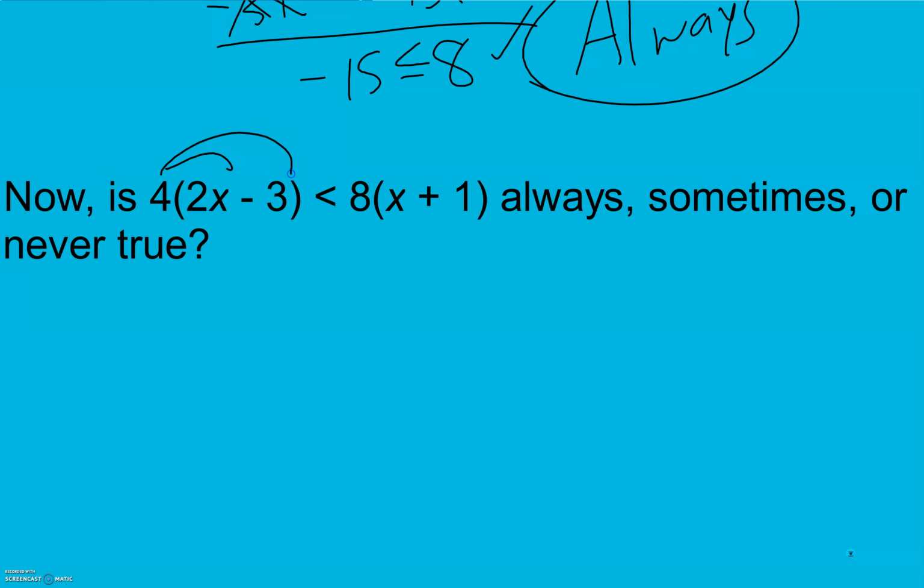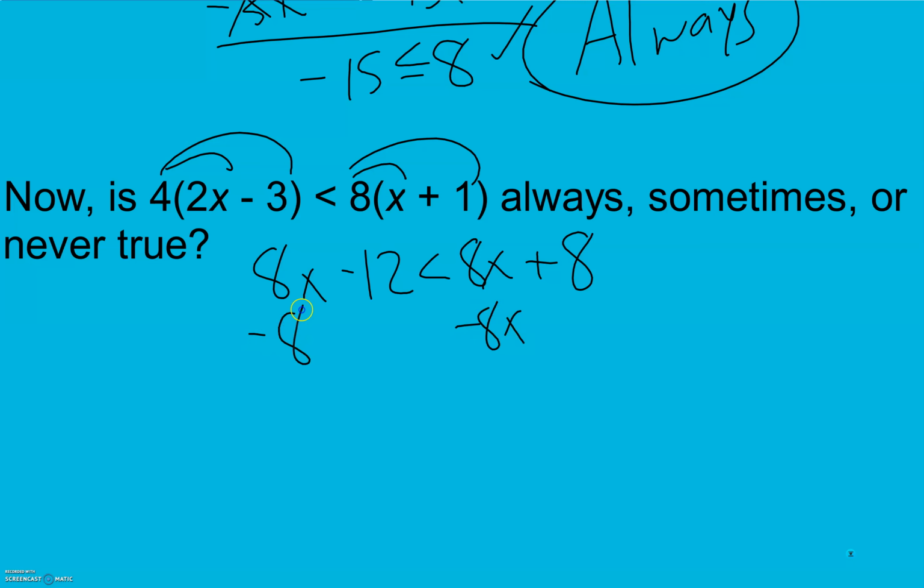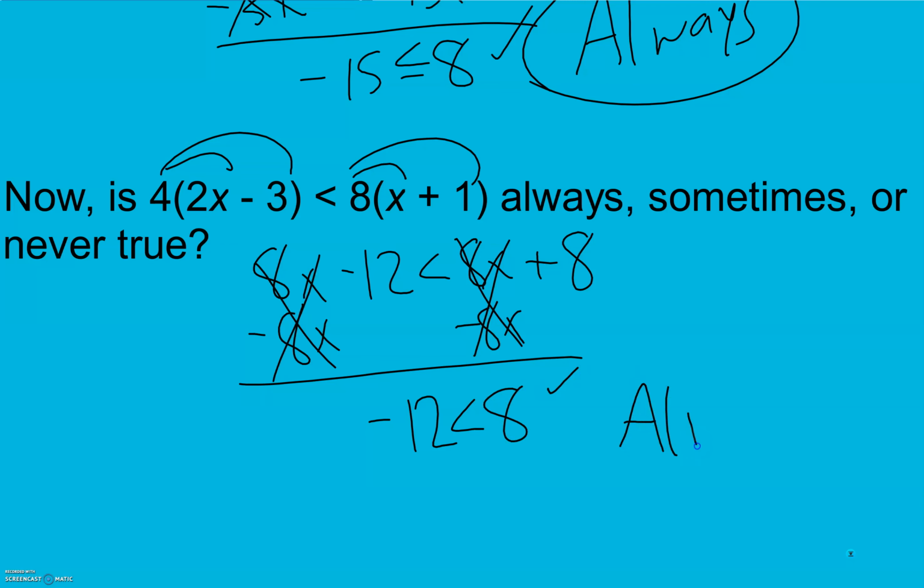Here I'm going to distribute. Okay, get my variables together on one side. 8 minus 8, 0 in both spots. I have -12 less than 8, which is true. So this will always be true.